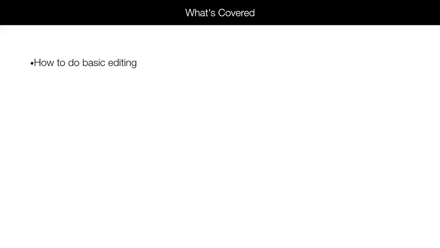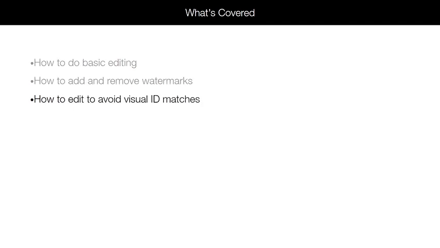What are we going to be covering? We're going to be covering, first of all, basic editing. Then I'm going to show you how to add and remove watermarks. Then I'm going to show you how to edit to avoid visual ID matches, and then how to edit to avoid audio ID matches, and that is where the YouTube system automatically copyright strikes your videos for having the same exact audio or the same exact video within your videos.